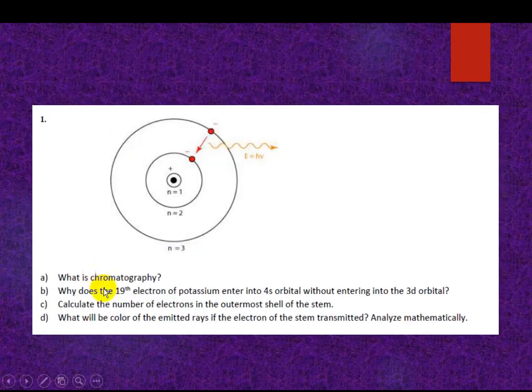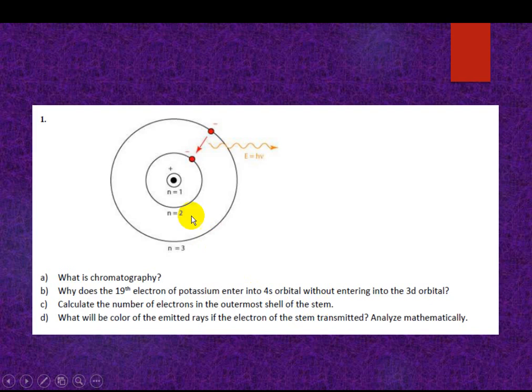Okay, what is chromatography? This is the creative question. Why does the 19th electron of potassium enter the 4s orbital without entering the 3d orbital? Okay, question number C. Calculate the number of electrons in the outermost shell of the stem.